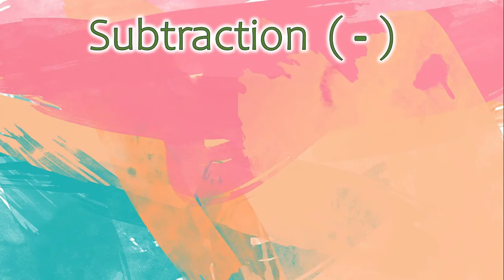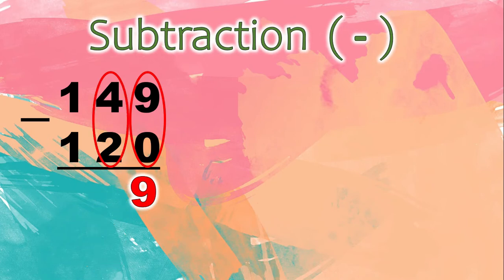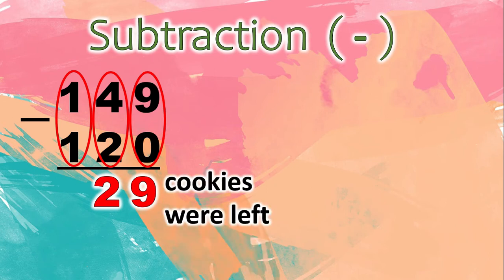What is the operation that you are going to use? Very good, it's subtraction. Now we can show the solution. We have here 149 minus 120. You subtract first the ones place: 9 minus 0 is equals to 9. 4 minus 2 is equal to 2. And 1 minus 1 is equals to 0, so you don't need to write 0. There are 29 cookies left. Again, 149 minus 120 is equals to 29.